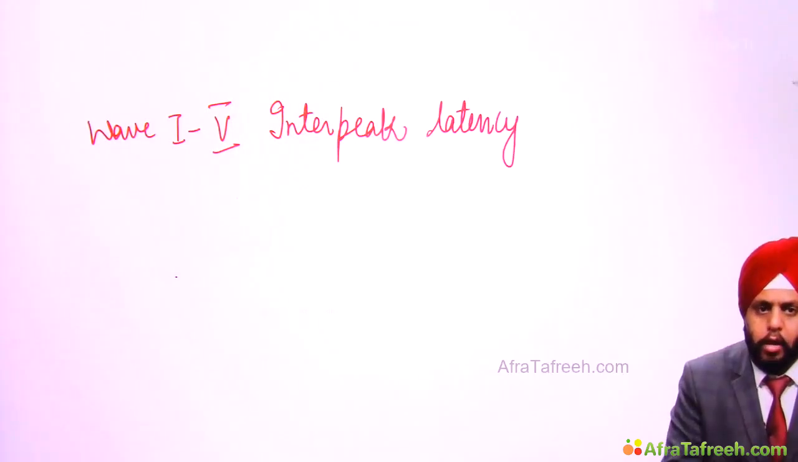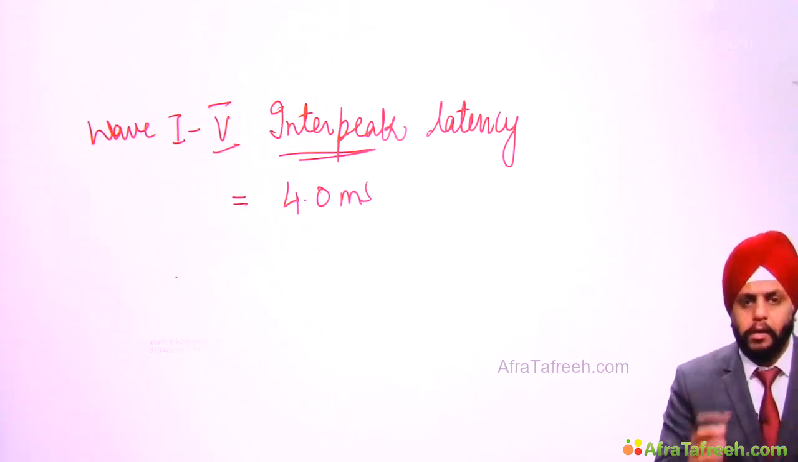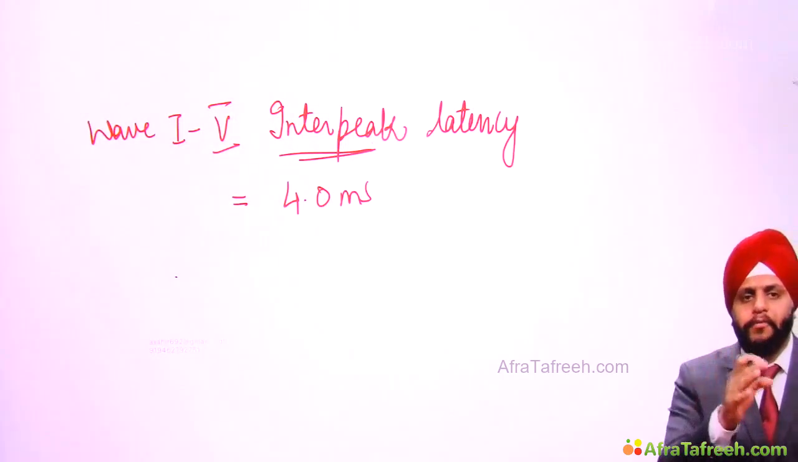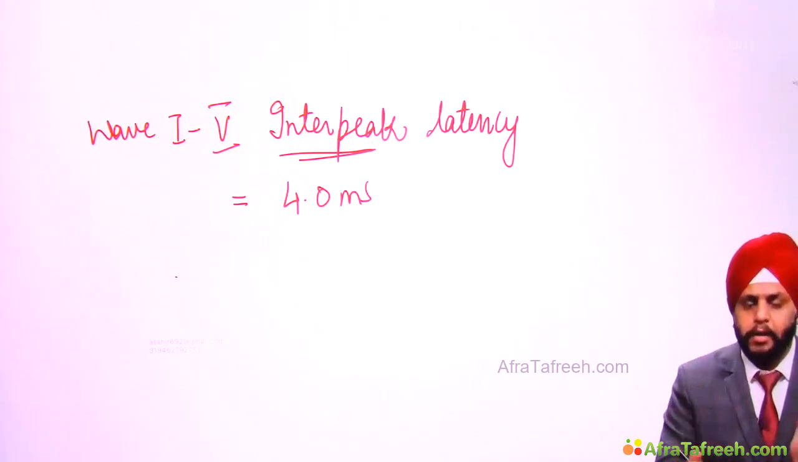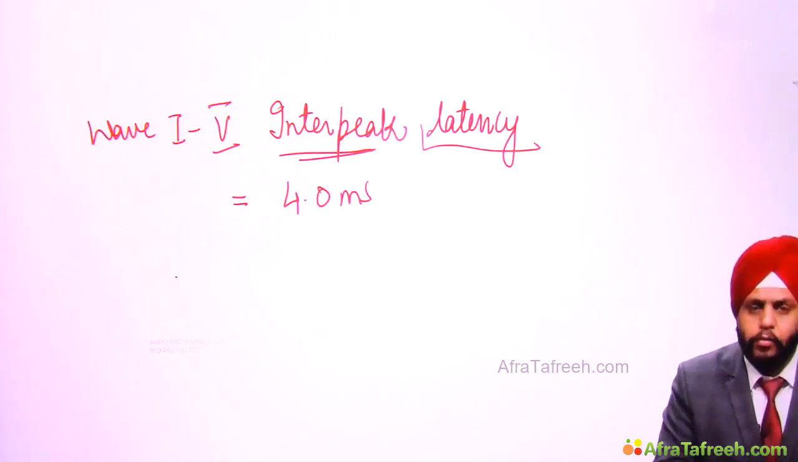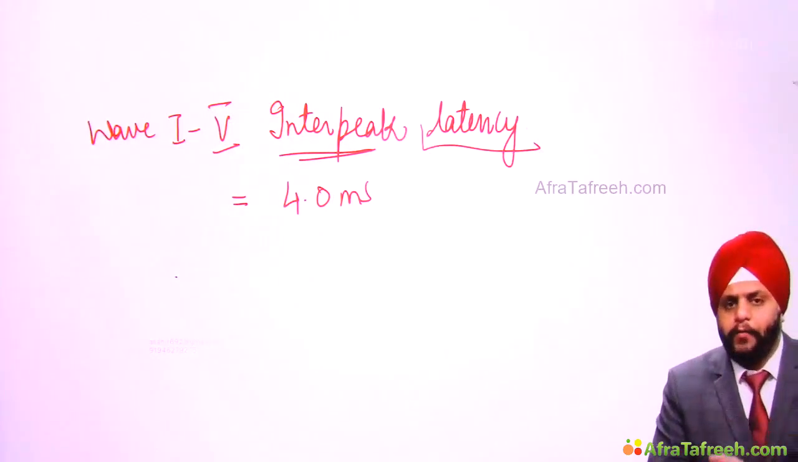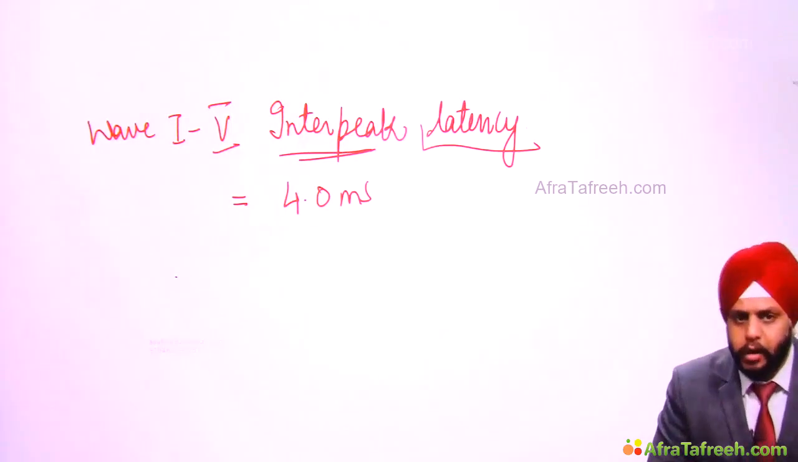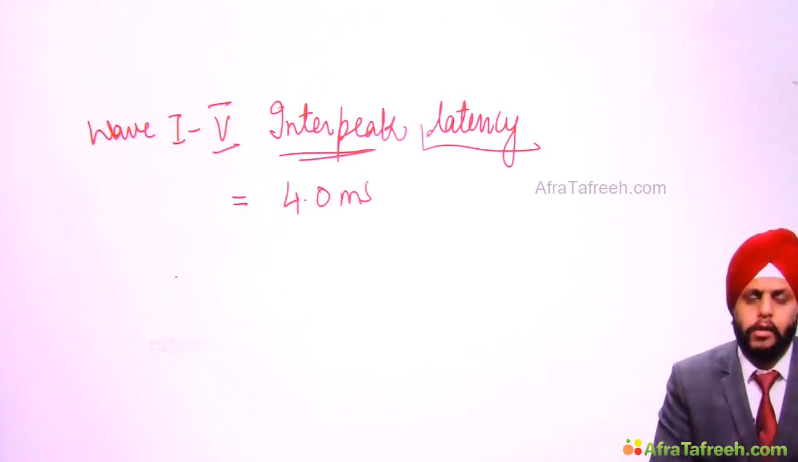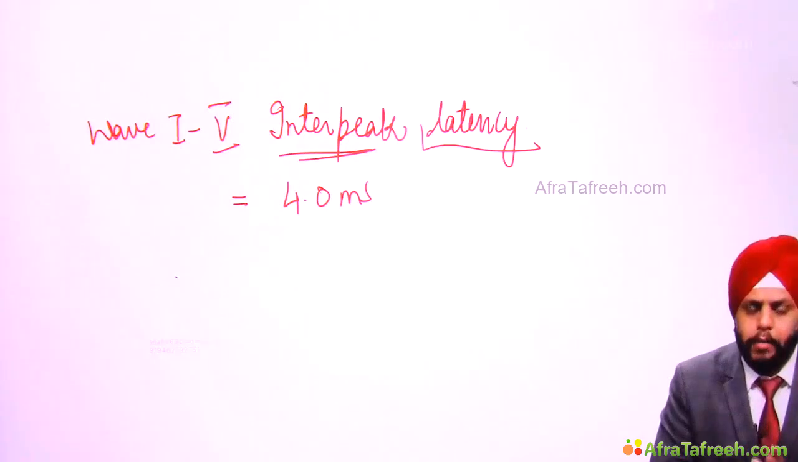And how much is the normal interpeak latency? That is 4 milliseconds. Interpeak means the difference between the peaks of wave 1 and 5. Latency means time delay. So if wave 1 comes and then wave 5 comes after 4 milliseconds of wave 1, that is known as wave 1 to 5 interpeak latency. That is 4.0 milliseconds.